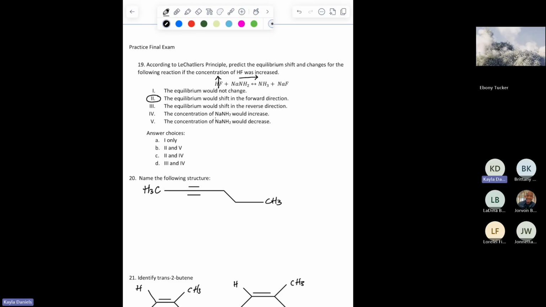So this pushes in the forward direction. If I'm pushing forward, I'm making more of this product and less of the reactant. So the concentration of this one here would decrease. So that is what? B? Yeah.